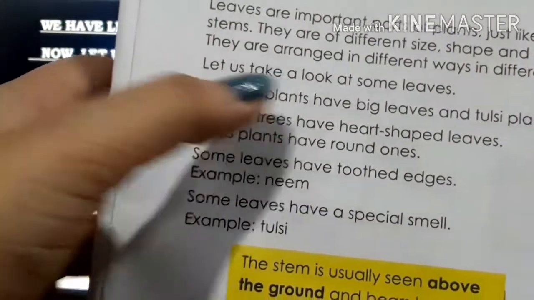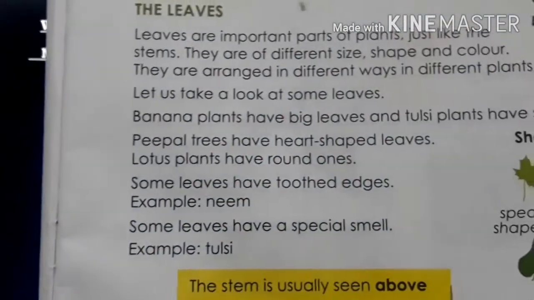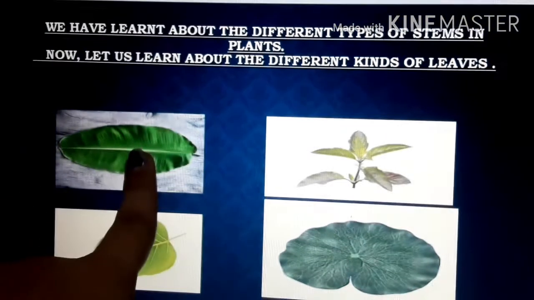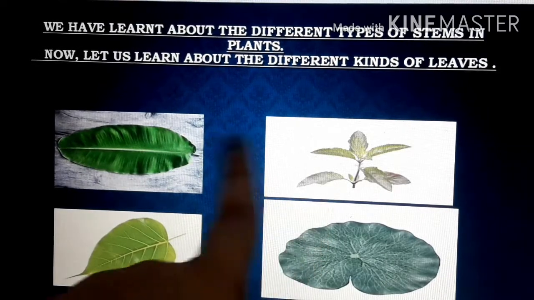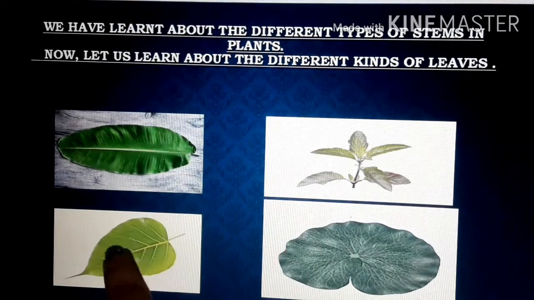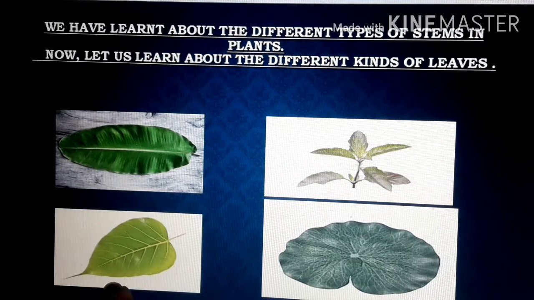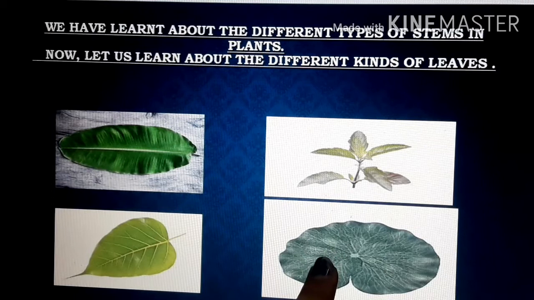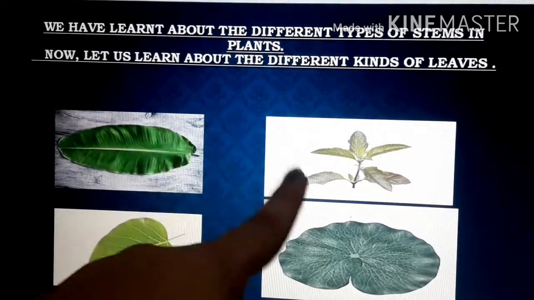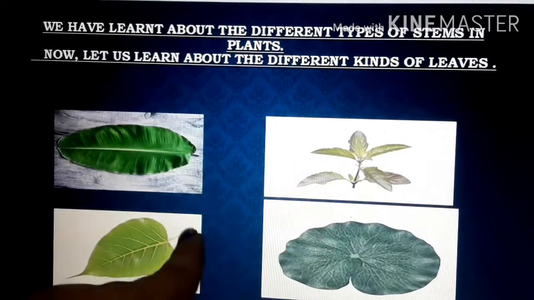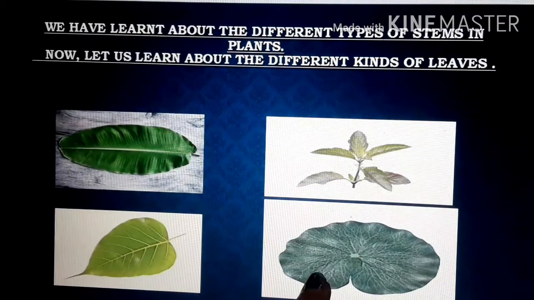Let us take a look at some leaves. Banana plants have big leaves and tulsi plants have small ones. Peepal trees have heart-shaped leaves, whereas lotus plants have round ones. Clear? There is a difference in size. It is big, it is small. It is heart shaped, it is round shaped.